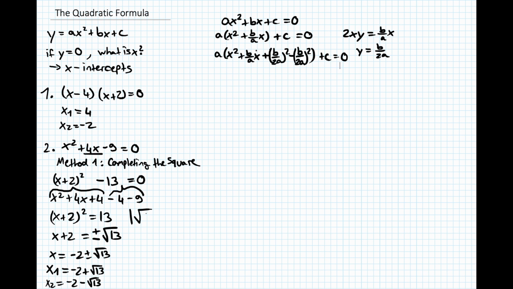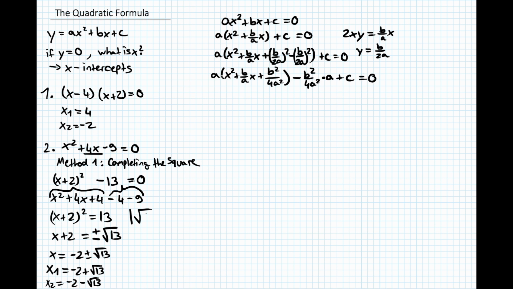Okay, in our next step, we'll now try to take this expression, this term, out of the parentheses and multiply it by a. So we'll be left with a times x squared plus b over a x, plus, now just square this term, b squared over 4a squared, and then minus b squared over 4a squared, and times it by a, because we took it out of the parentheses, plus c equals 0.